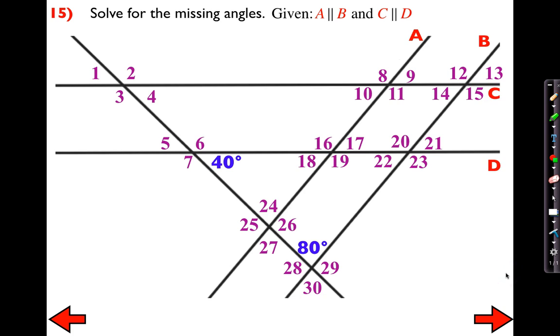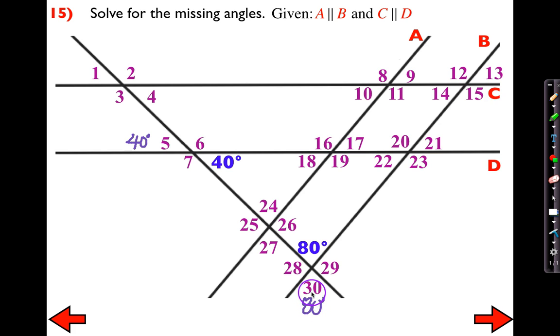So now, for the very last one, I want you to go ahead, pause the video, and try this one by yourself. First, I'd like to, as always, check for vertical angles because it makes it really easy for me. So here, I know that angle 5 also needs to be 40 degrees since 5 and 40 are vertical angles. I know here that angle 30 should also be 80 degrees since those are vertical angles.